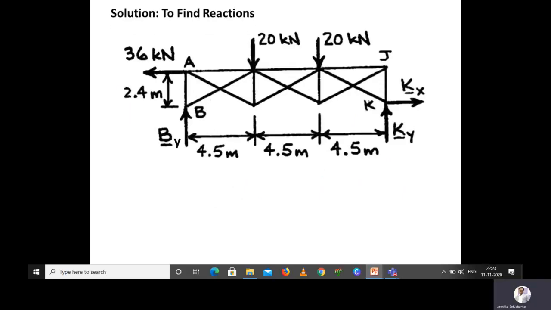Now we are going to find the reactions. We have three unknown forces here, that is reaction forces By, Kx and Ky. We can take moment about B so that we can calculate Ky, otherwise taking moment about K so that we can easily identify the reaction at point B, that is By. So here taking moment about K. Once I take moment about K, obviously the moment because of the forces Ky and Kx acting at point K will be equal to 0.